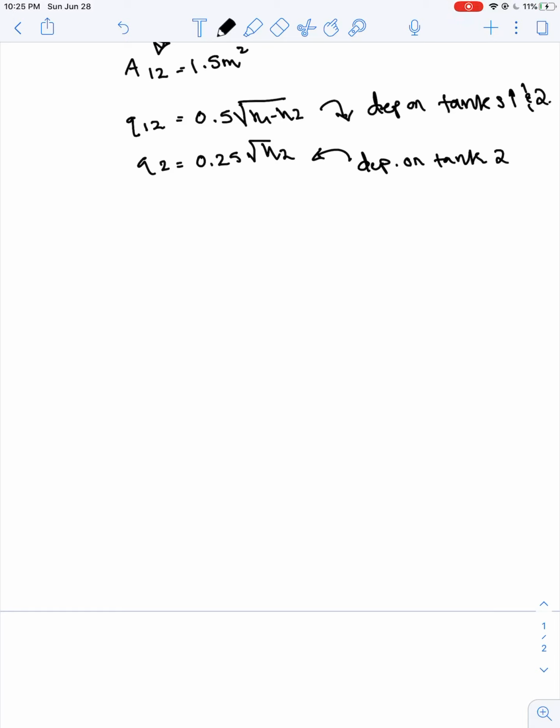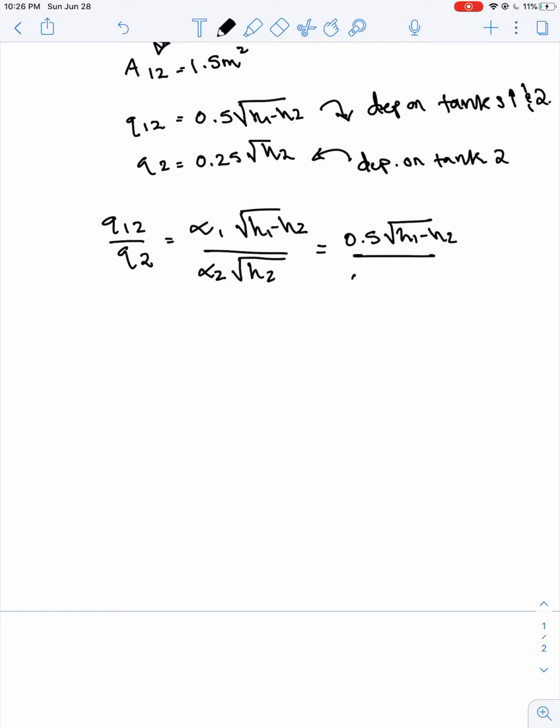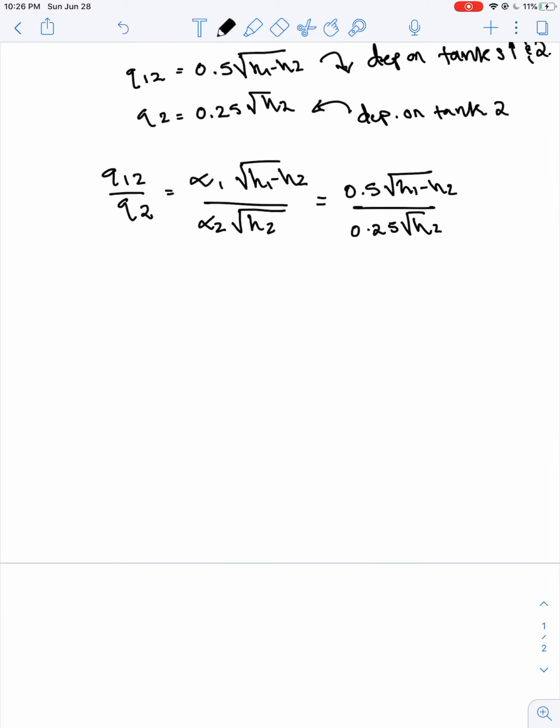And so a relationship between the two different flows is written as Q12 over Q2 is equal to, just as I said, the constants: alpha 1 square root of (H1 minus H2) over alpha 2 square root of H2. And from this we could replace that with the actual constants that we have.